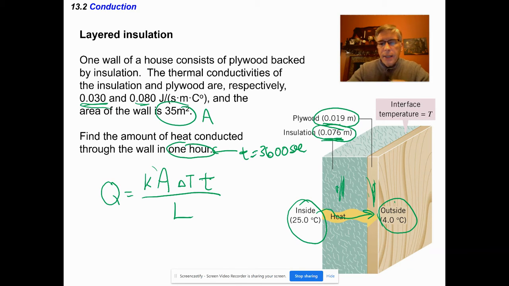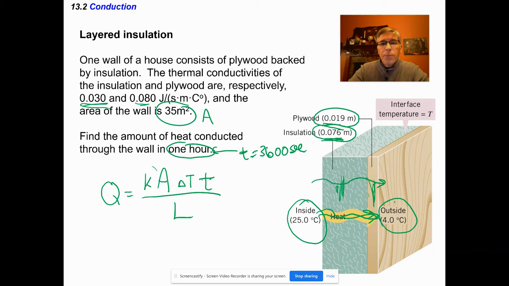Well, here's the key idea. If you notice in this picture, it shows the heat flowing through here. And since, going back to electricity, there's only one path for this heat, it has to go through the insulation and then through the plywood. It's kind of like these two materials are in series with each other. And if there's only one path, there can only be one current, one heat flow.